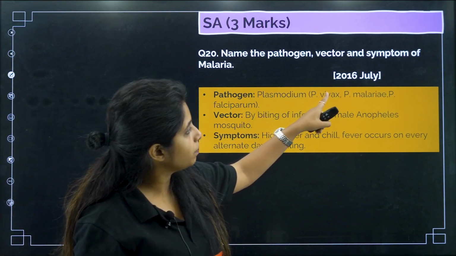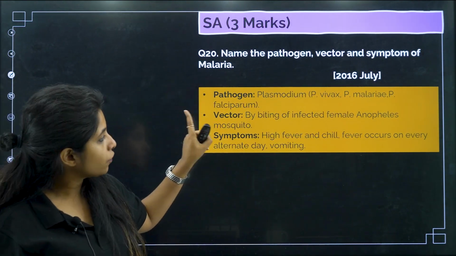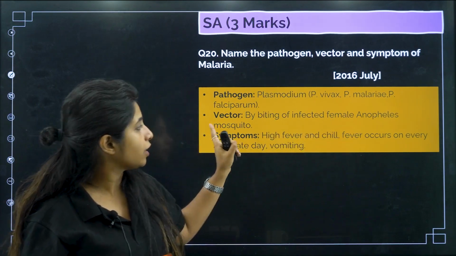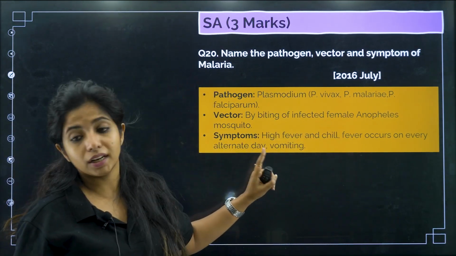So see, Plasmodium, P. vivax, P. malariae and P. falciparum is the pathogen. Okay. Now vector, by biting of infected female Anopheles mosquito. Symptoms: high fever, chill, fever occurs on every alternate day, vomiting is there.